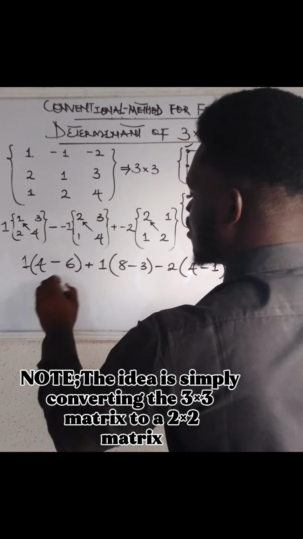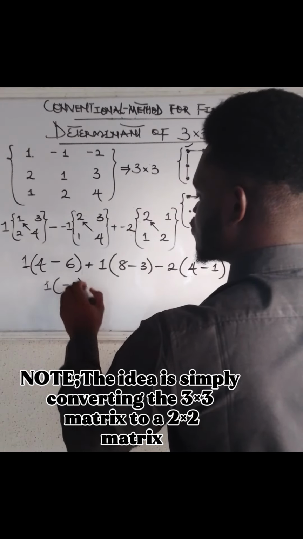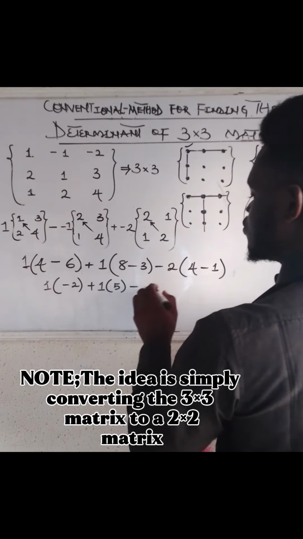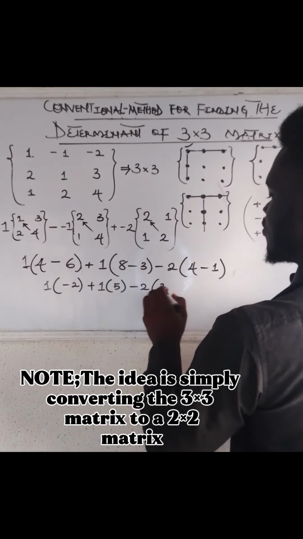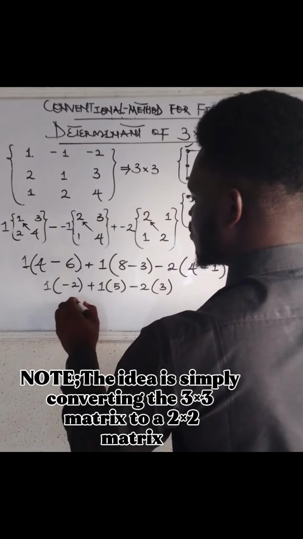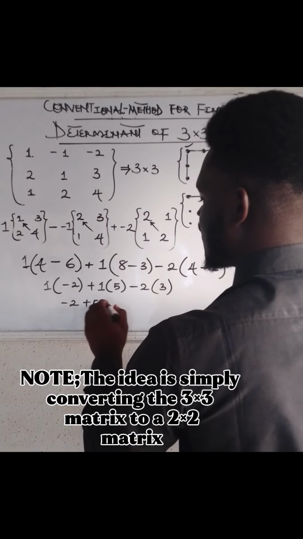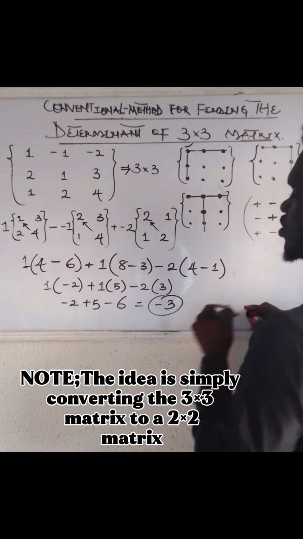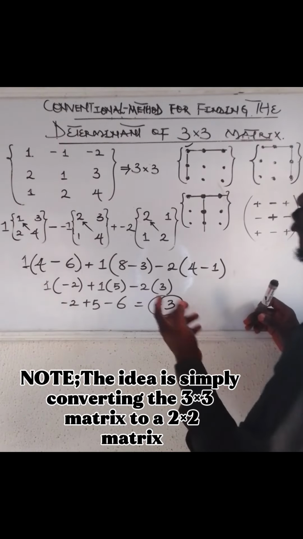You drop your 1. So 4 minus 6, you get -2. Plus you have your 1. Here you get 5. Then minus, you put your 2. 4 minus 1, you get 3. So when you open this bracket, you get -2 plus 5 minus 6. And your final answer becomes -3, which is the same answer we got when we used the trig method.